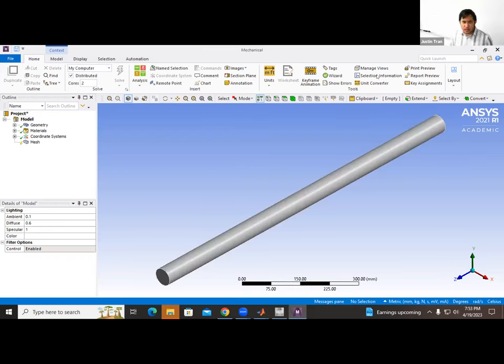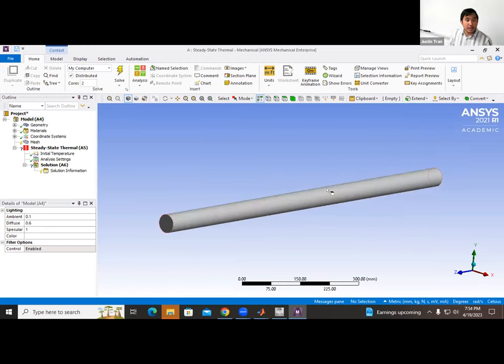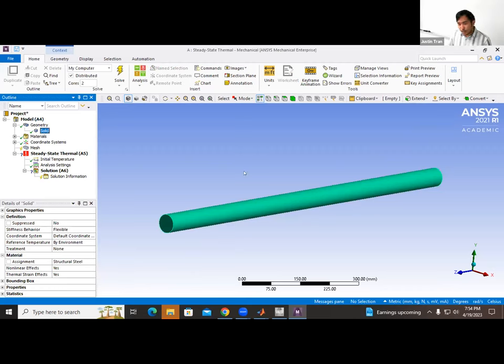Okay. So now we're in ANSYS Mechanical. You can see here we have our fin, right? We're going to go through our usual process of meshing, boundary conditions, and so on and so forth. First thing I forgot to mention is we're assuming the rod, or our fin, is made of structural steel. I think it is. Yep. So we're going to keep the structural steel.